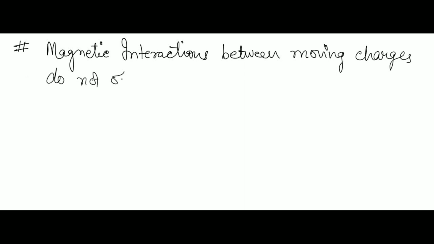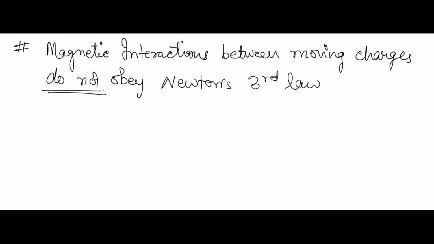magnetic interactions between moving charges do not obey Newton's third law. See, they do not obey Newton's third law. When two charges move, then Newton's third law is not valid there.